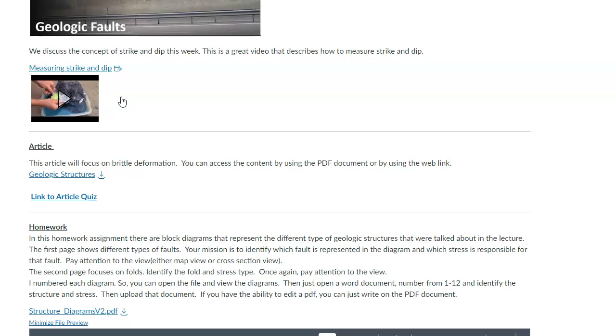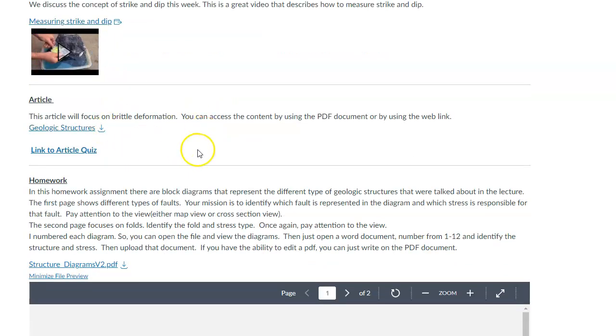Of course, in the lab, we're also going to do structural geology, and you'll have the opportunity to see some other ways to kind of describe strike and dip, which may help. And then for the article, we're going to focus on what we call the brittle deformation, where we break the rocks, and this is what we call a fault. And so it's just going to go into a little more detail here, so you can look at that article before you take the article quiz.